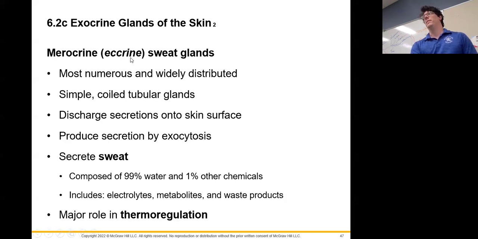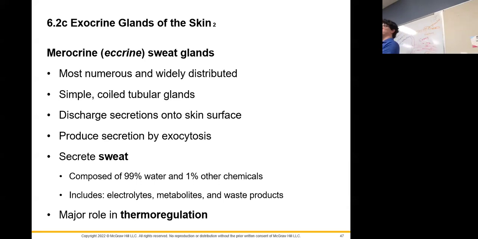Now, eccrine sweat glands, these are the most common sweat glands. These are going to be found basically in all of our skin, and these are what secrete normal sweat. This is basically going to be 99% water and then 1% a bunch of other stuff. This is going to be every now and then a little bit of waste, maybe some metabolites, but usually this is just going to be in the form of electrolytes. Our primary electrolyte in this case is going to be our salts, and really primarily sodium.